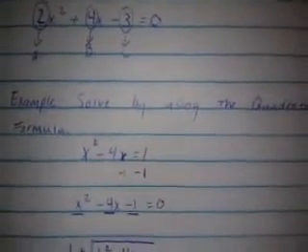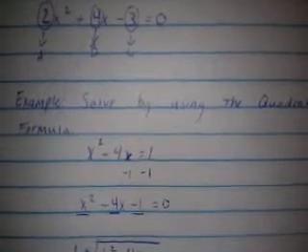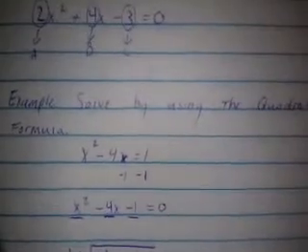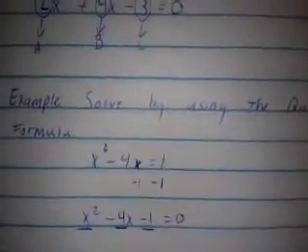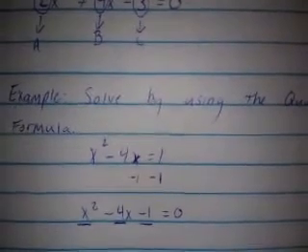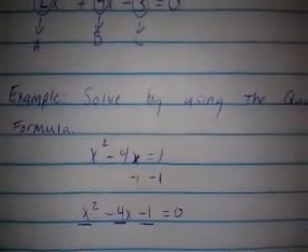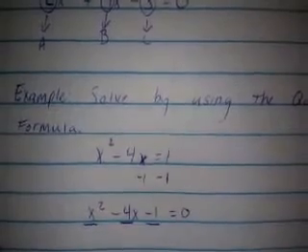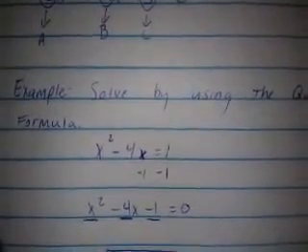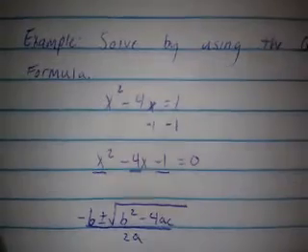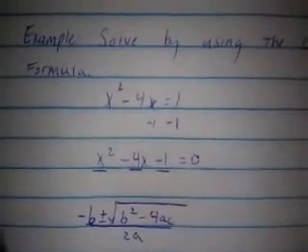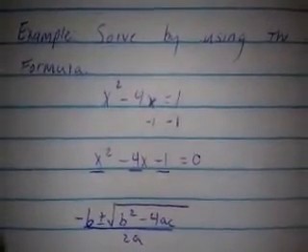With the understanding of those concepts, we can go ahead and attempt to solve by using the quadratic formula for x squared minus 4x equals 1. First, you need to take note that it is not set to 0. All of these equations must be set to 0 to be able to complete. We can set this to 0 by subtracting 1 from both sides, and this will give us x squared minus 4x minus 1 equals 0.